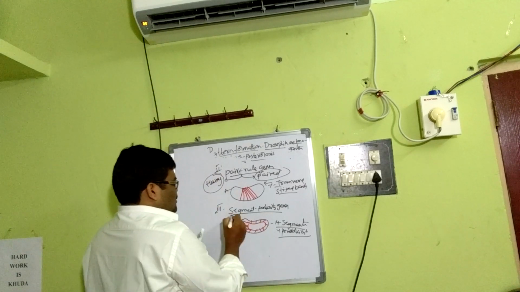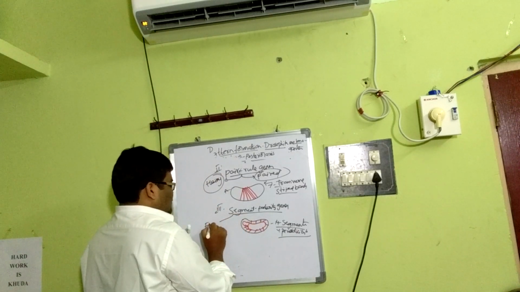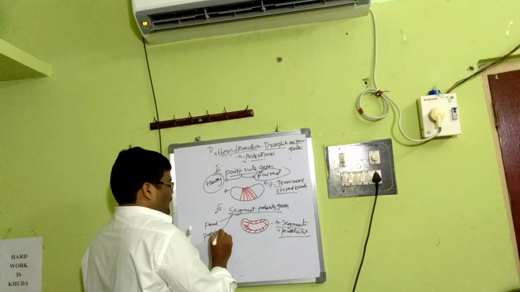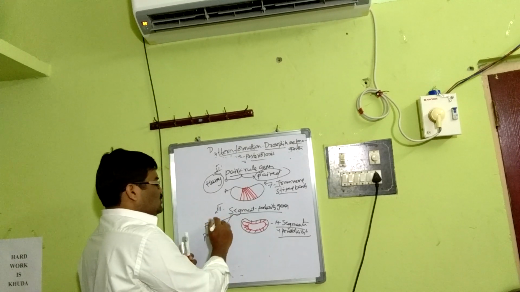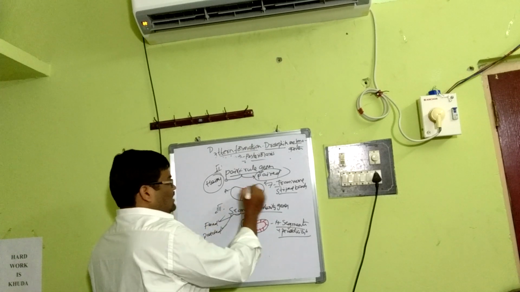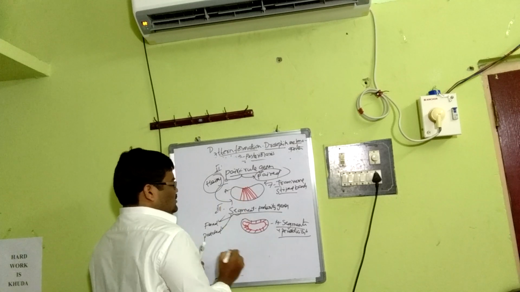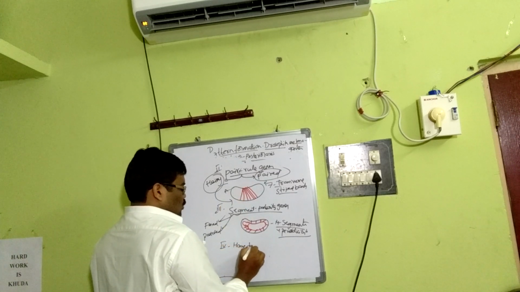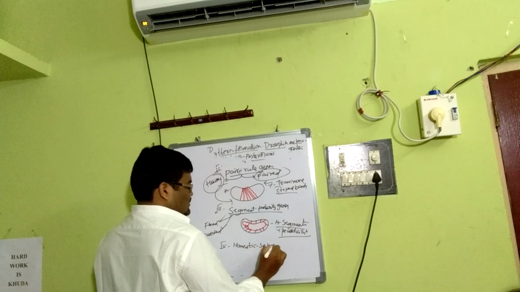So the segment polarity genes, for example, the fused genes and the patched genes. I'm giving a few examples for each. Fused genes and patched genes are segment polarity genes. Then the pair-rule genes activate the segment polarity genes. Then finally the homeotic selector genes.